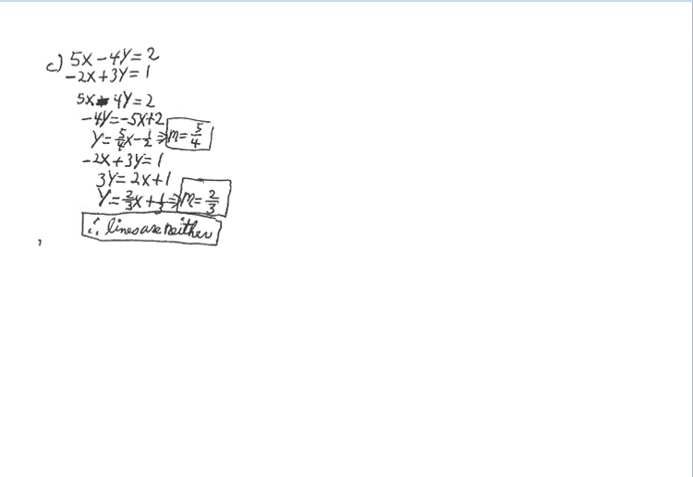Now we compare the slopes. Notice the slopes are neither equal nor negative reciprocals of each other. Consequently, the lines are neither. That is, neither parallel nor perpendicular.